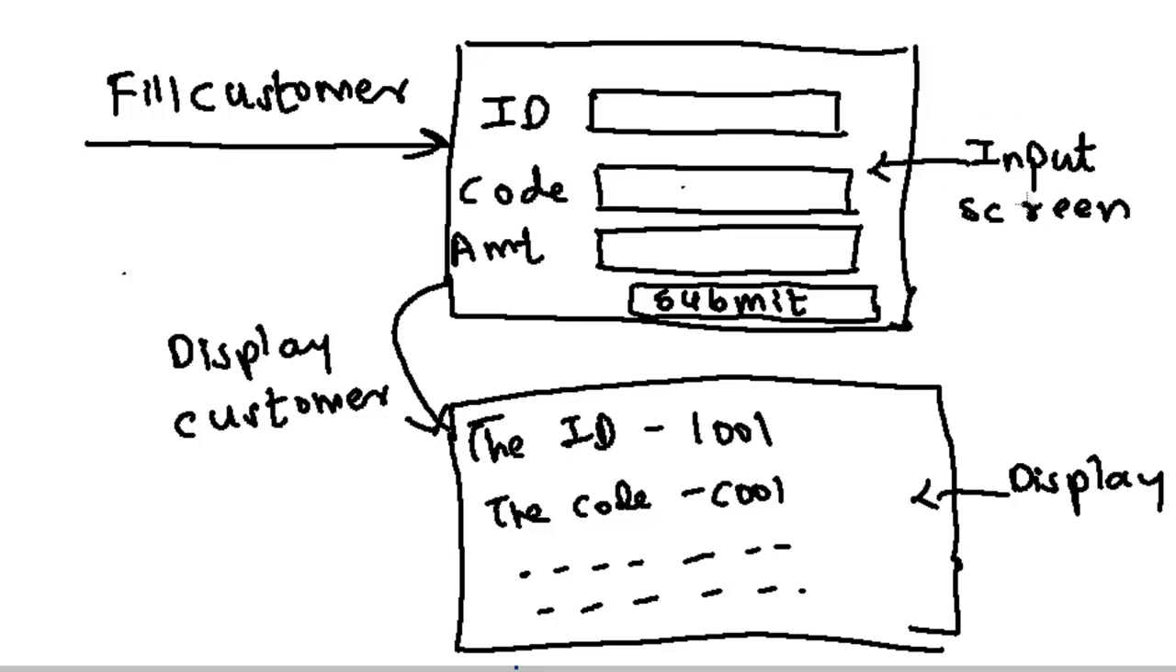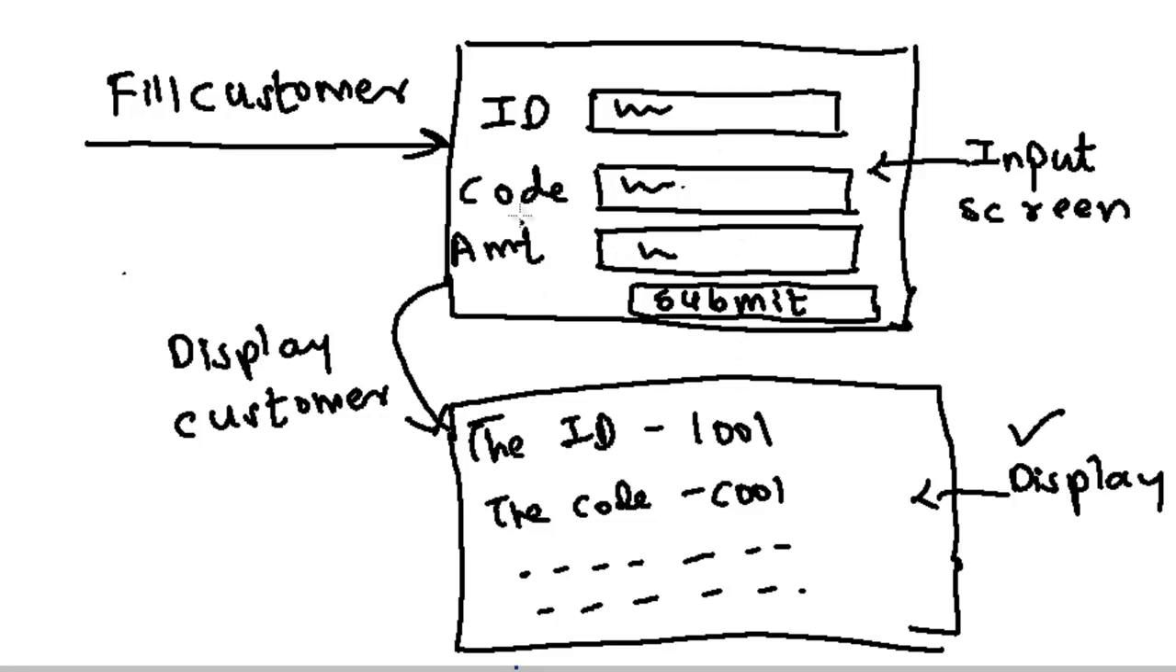So in this example, we'll create 2 screens. One is the input screen, where the user can fill the customer ID, customer code, amount, and there will be a submit button. And there will be a second screen, the display screen, where the user will see whatever data has been entered into the text boxes.